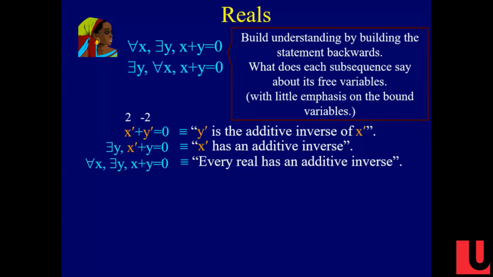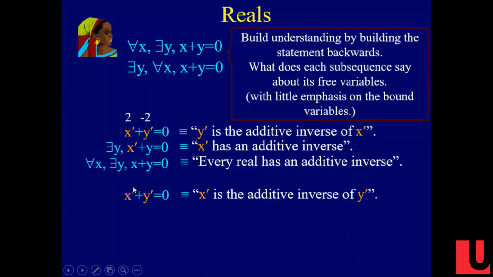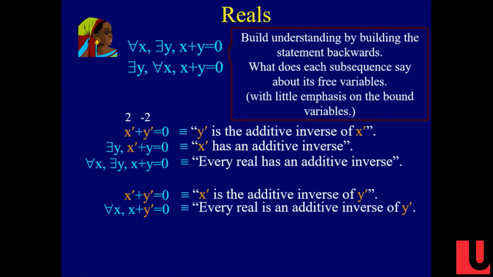All right, so what about this? What does this say? Again, we have additive inverse, right? And here we say, what are we saying here? Every real is an additive inverse of y prime. We're talking about y prime. What do we want to say? We want to say every real is an additive inverse of y prime. Right? Is that, we're going towards a no.